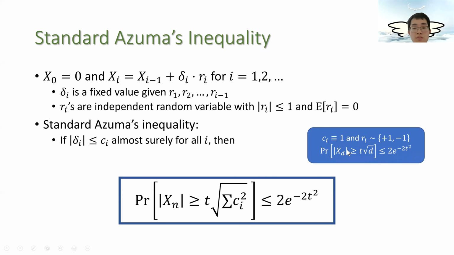And for our decision tree model, each magnitude is 1 because you go left or right by querying one variable, and each r is an unbiased coin in +1, -1. So we get the absolute value of x_d being larger than t times square root d is at most e to the minus t squared. By putting t to be square root log 1 over epsilon, we get the claimed concentration bound.